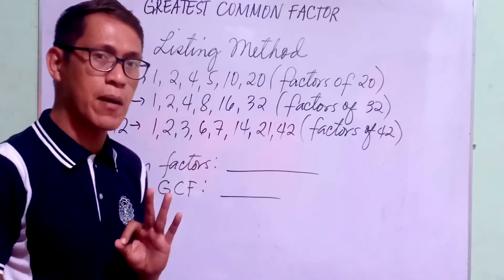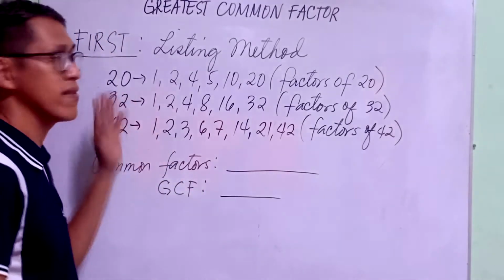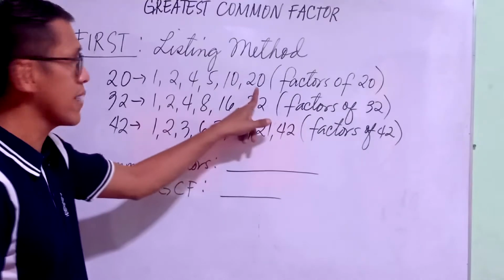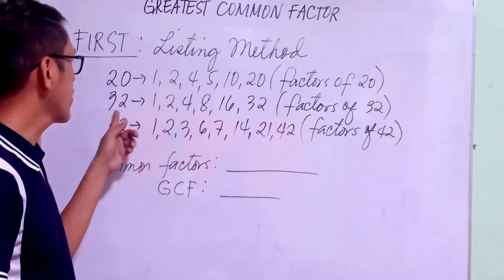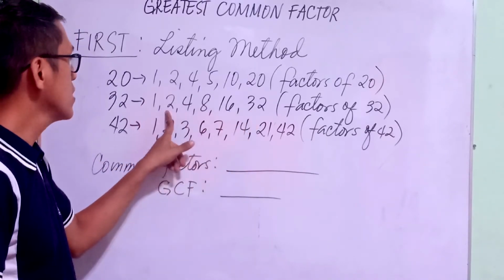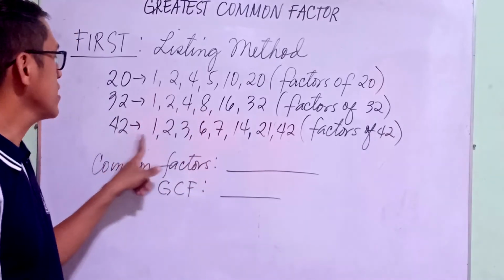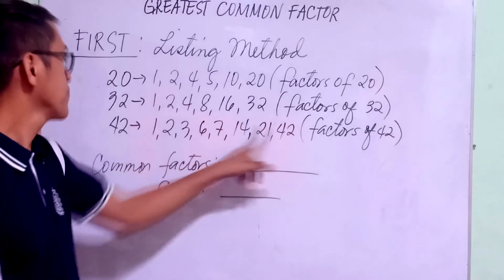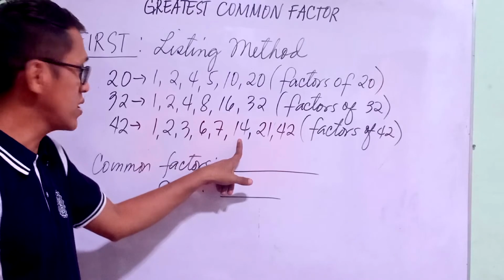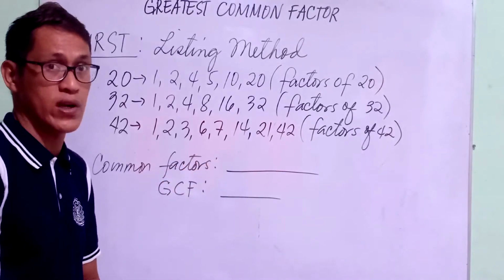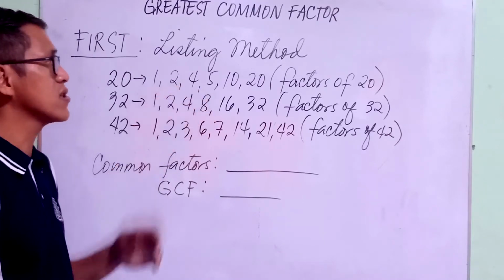Now let's use 3 numbers and get their greatest common factor. Let's start with 20. The factors of 20 are 1 times 20, 2 times 10, 4 times 5. For 32, we have 1 times 32, 2 times 16 is 32, 4 times 8 is 32. For 42, we have 1 times 42, 2 times 21, that's 42, 3 times 14 is 42, and 6 times 7 is 42. So these are the factors of 42, factors of 32, and factors of 20.